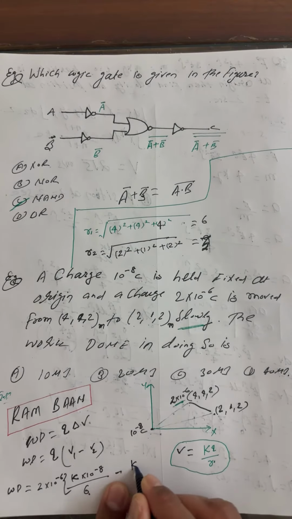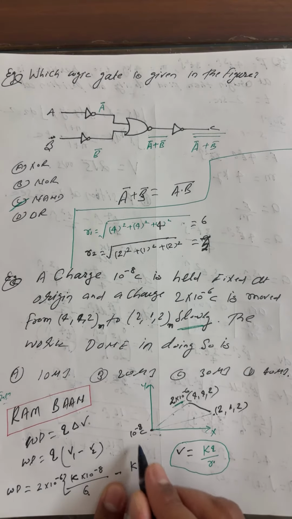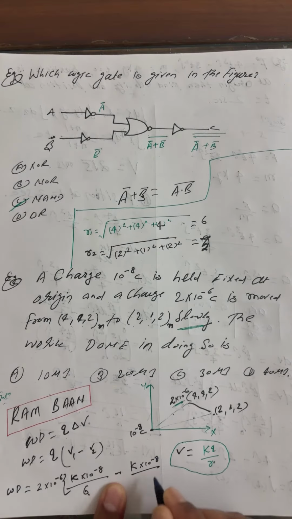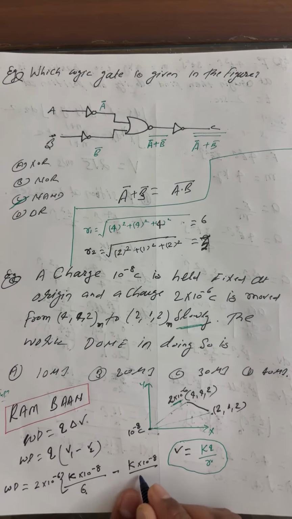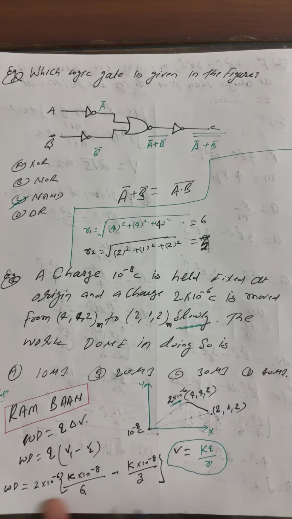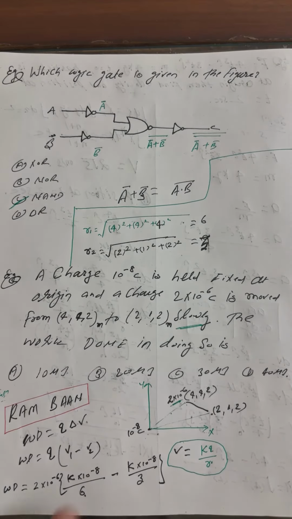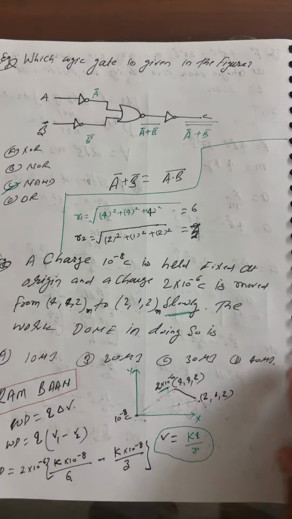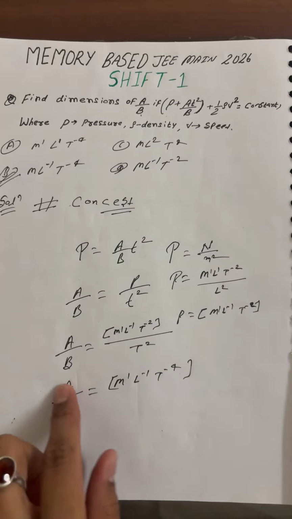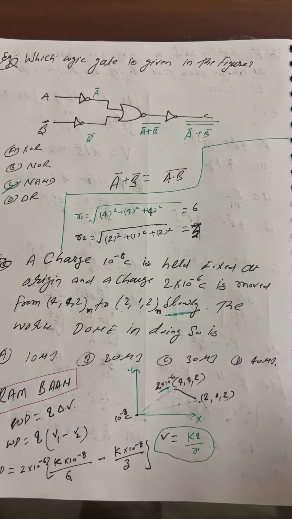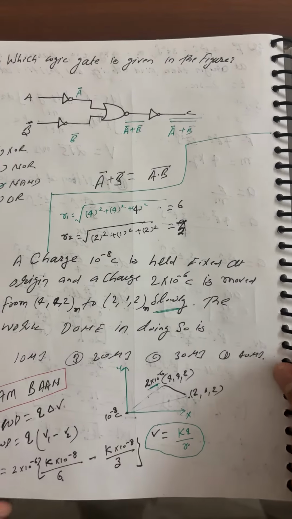What we can say, k and q remain the same only. So this is 10 to the power minus 8 upon beta, which is 3. Finally, solving here, we will get the answer of work done. Right. So I solved how many questions? One, two, three, four. These are all easy questions and class notes only from BK sir.